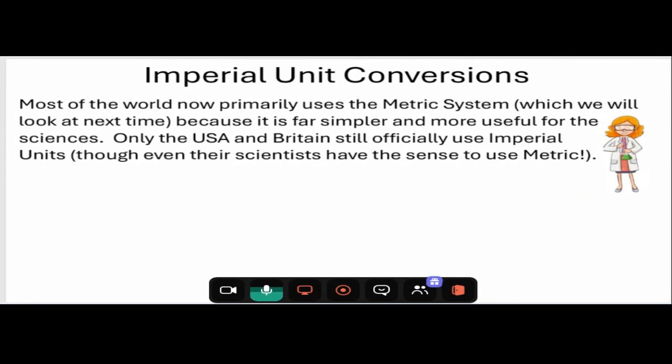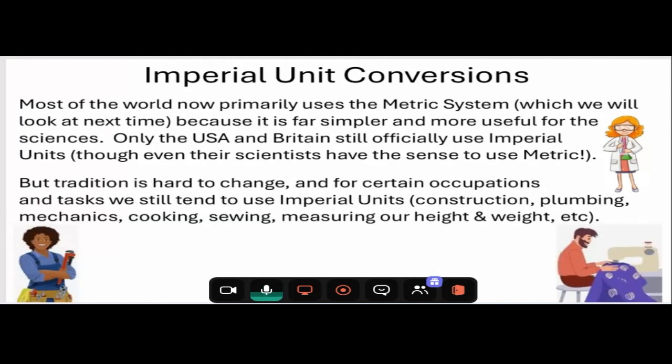So most of the world has switched over to the metric system, which is what we'll look at in our next lesson, because it is way, way simpler and it's way more useful for the sciences in particular. The USA and Britain are, I believe, the only two countries still using imperial units, though even their scientists refuse. Their scientists always work in metric. Scientists all over the world use metric only. But what do I say? Tradition is hard to change.